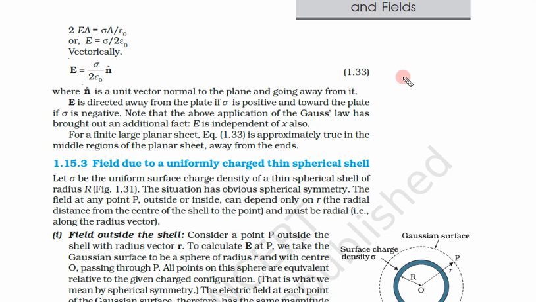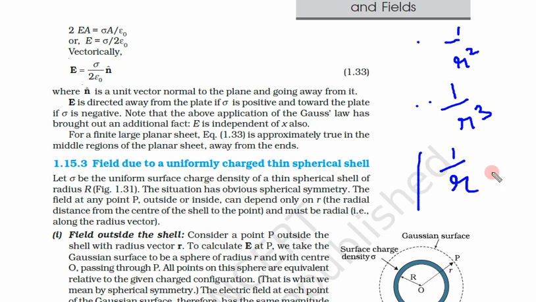So let us summarize. For a point charge, 1 by r square. For a dipole, 1 by r cube. For a wire, 1 by r. For a plane sheet, 1 by r to the power 0. That means no dependence on r, no dependence on distance.